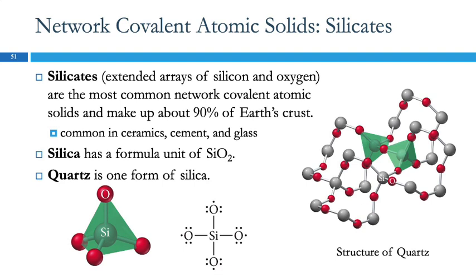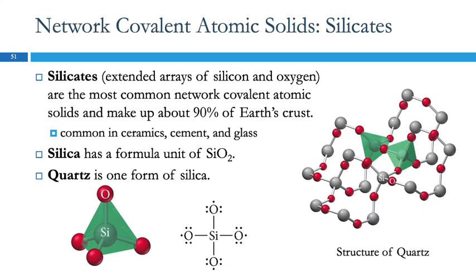Another type of network covalent atomic solids are silicates. These are atomic solids, even though we have two different kinds of atoms in here. We've got oxygen and silicon. The formula unit here is SiO2. That just means that for every silicon there's 2 oxygens. But this is not an ionic compound. Silicon is not a metal. Essentially it forms one giant molecule.